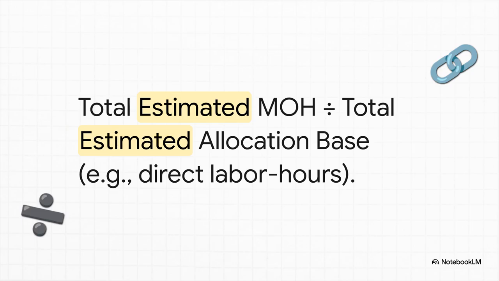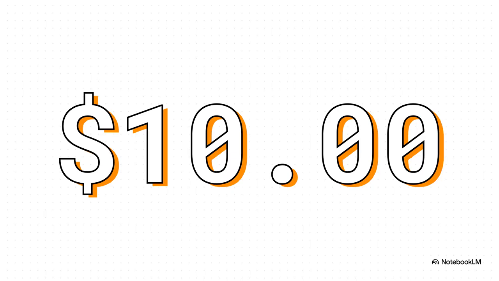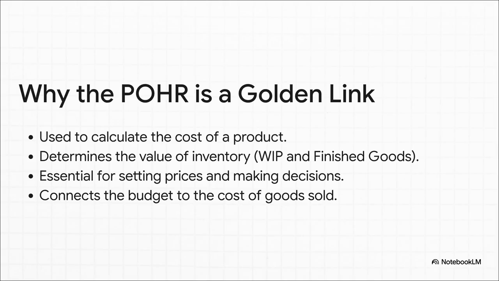And the formula is super straightforward. You just take your total estimated overhead for the whole year, and you divide it by whatever your estimated activity is, which a lot of the time is direct labor hours, just like in our examples. This gives you one single rate to use for the entire year. For our example company, when you take their total estimated overhead for the year, that's $404,000, and divide it by their total estimated labor hours of 40,400, you get a nice, clean, predetermined overhead rate of exactly $10 per direct labor hour.